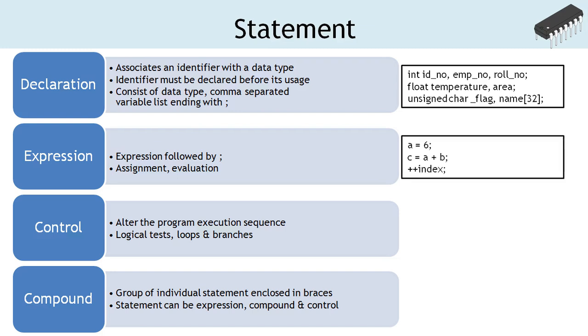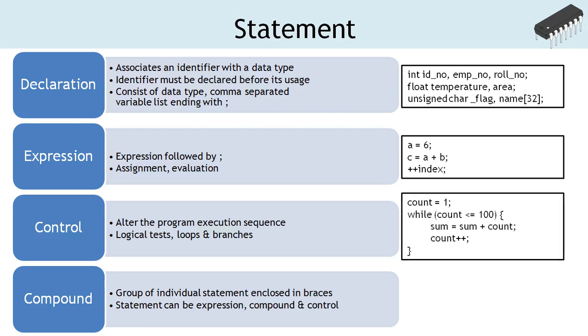An expression statement can be an assignment statement which assigns a value to a variable, or it may also contain a certain expression which gets evaluated and assigned to a variable. Expressions can also represent logical conditions that are either true or false. In C, true and false conditions are represented by integer values 1 and 0 respectively.